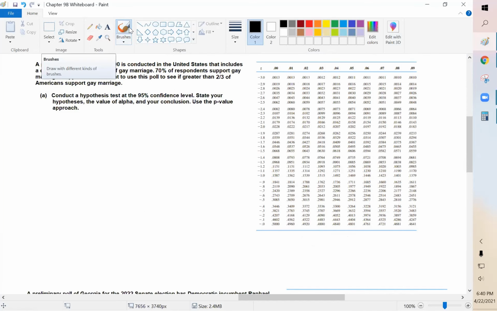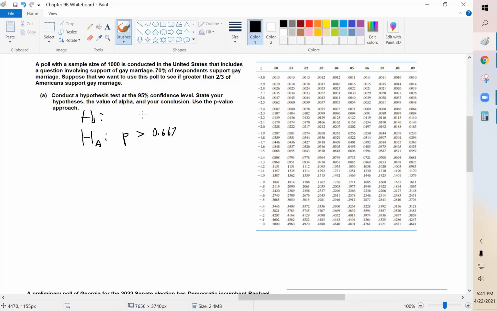We have this poll sample size of 1,000. We're testing gay marriage. All we have is a sample size and the proportion that support gay marriage. So now we're going to conduct the hypothesis test. We have to make the hypotheses, and we got to find our alpha. So our first thing, since we're trying to see if it's greater than 2/3, in that case, our alternative is that our P is greater than 2/3. We'll just quite literally do 2/3, so 0.667. I'm just going to round to 3.